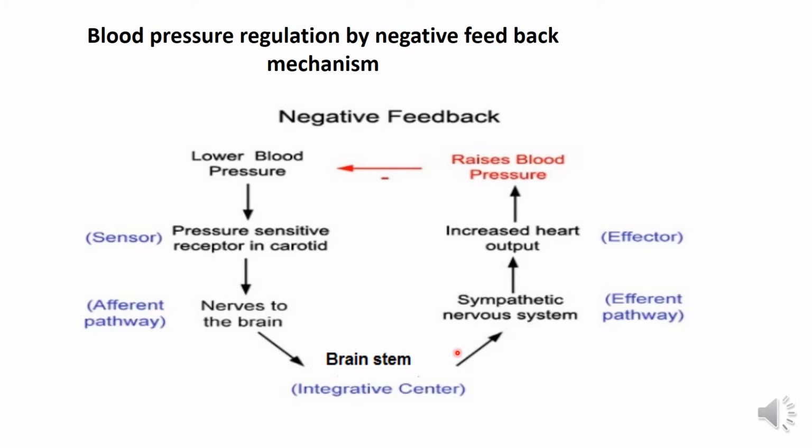And from the center, impulses go by sympathetic nerve fibers to the heart, for instance, increasing the heart contraction, increasing the heart rate, and this will lead to an increase in the cardiac output. This increase in cardiac output will lead to an increase in the blood pressure to normal. Once the blood pressure returns to normal, it will stop this cycle by negative feedback mechanism.